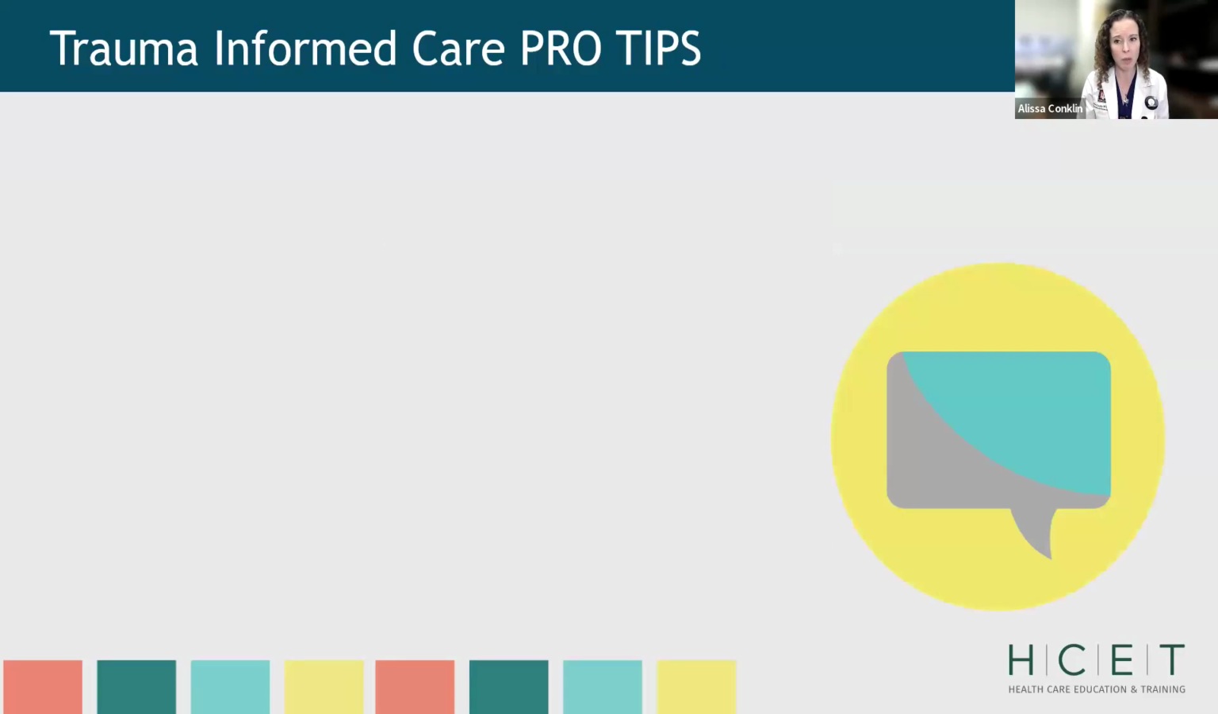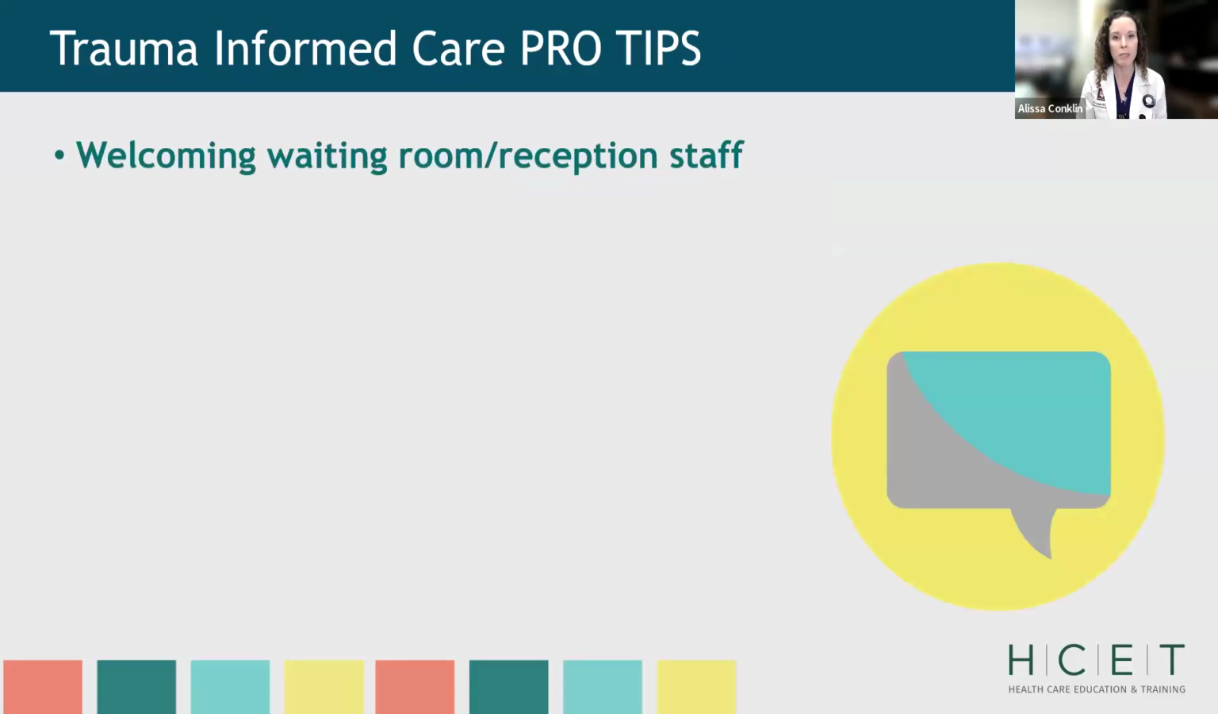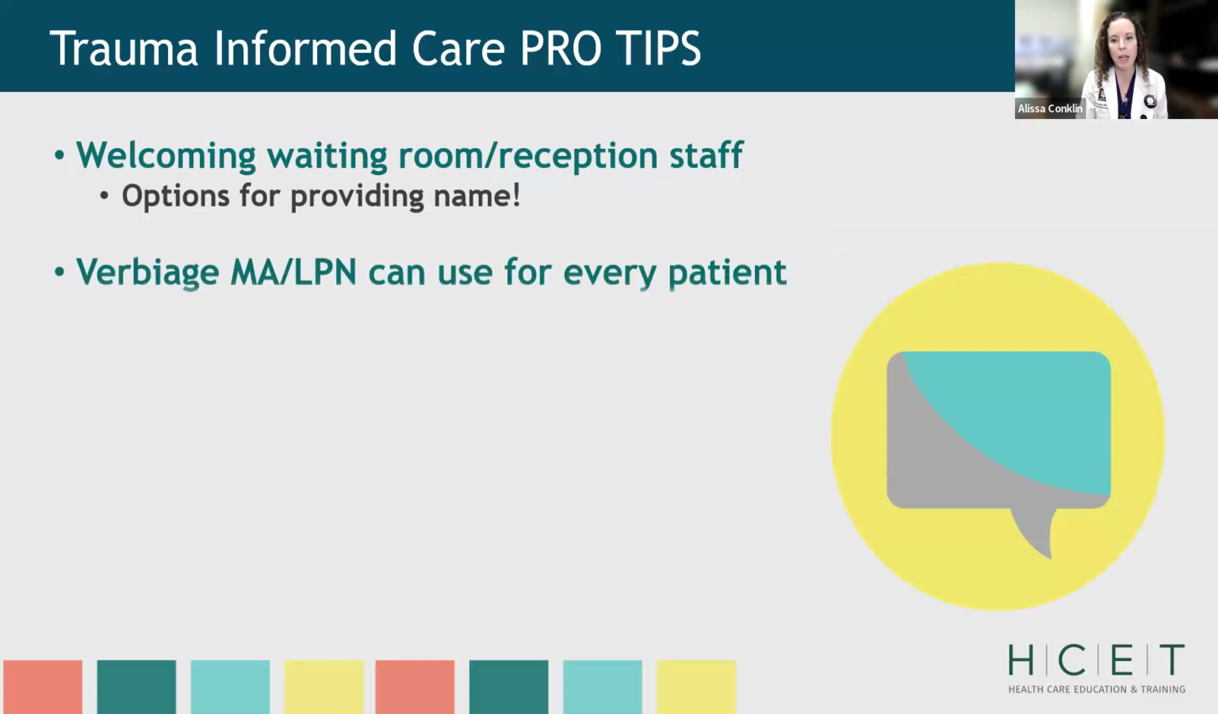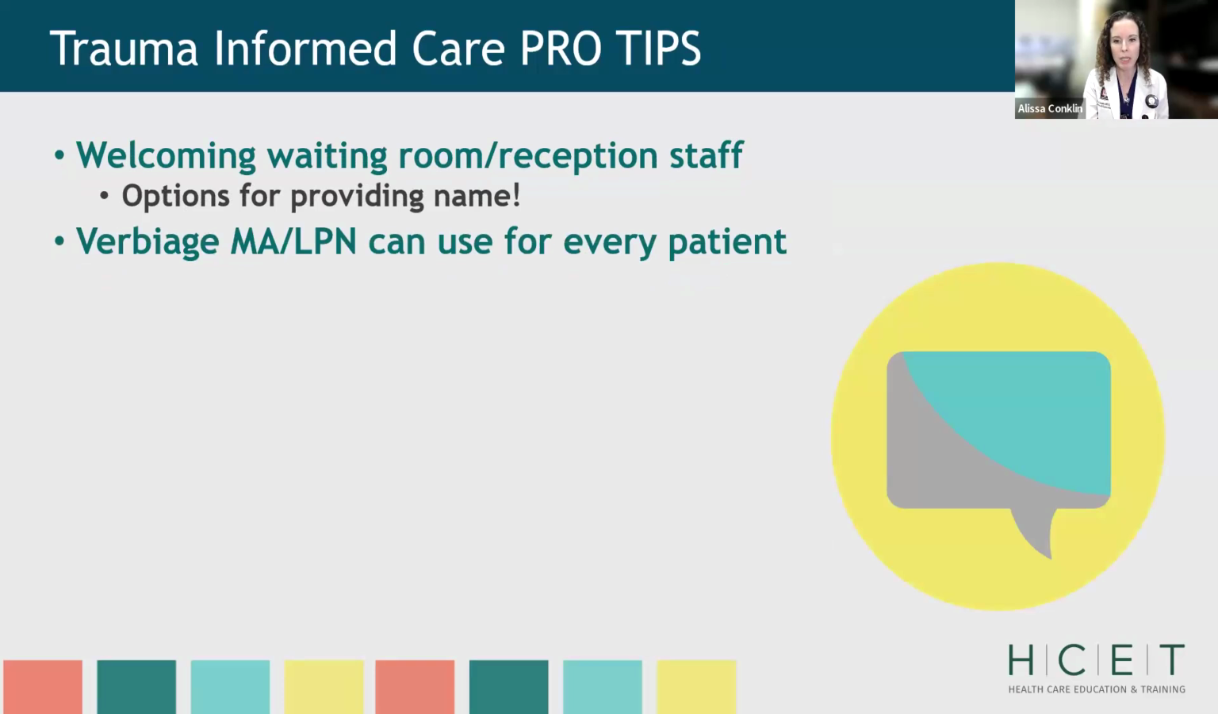In any office space, trauma-informed care starts with the waiting room and the reception staff. It's so important to have a welcoming place for all, including signs to signal a safe space for those who are looking for those signs, including options for providing their legal name. Come up with verbiage you or your MA or LPN can use when bringing a patient back from the waiting room, taking their vitals and taking their history. Remember, as a provider, your MA represents you. What do you want your patients to hear?